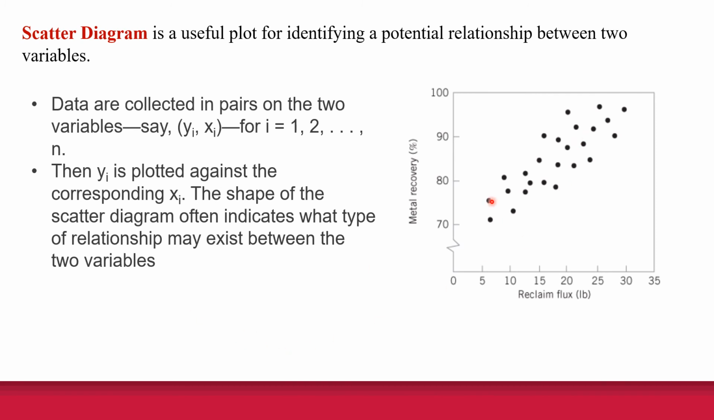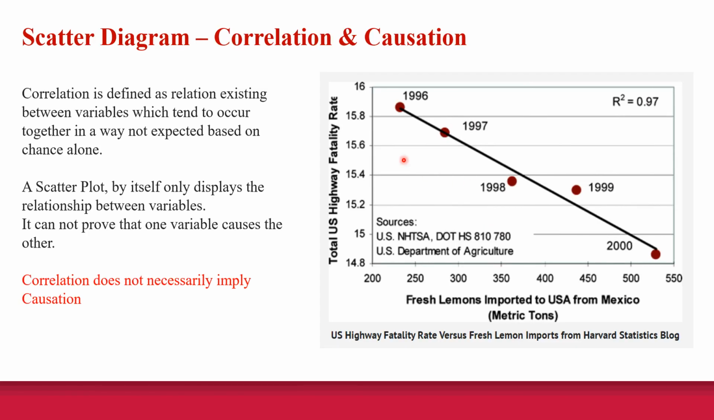The problem with this is that often it can be misleading. You can run into the problem of correlation and causation. Just because something is correlated doesn't mean it implies causation. That's a problem with the scatter chart. This here is a classic example where you plot total U.S. highway fatalities against fresh lemons imported to the USA from Mexico.